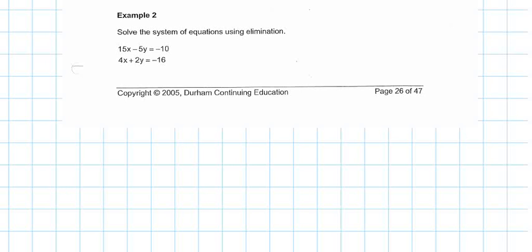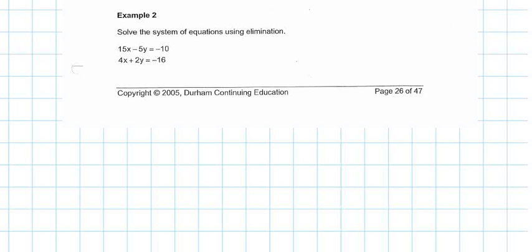Okay, so here's another example right here. It says solve the system of equations using elimination. I have 15x minus 5y equals negative 10, and I have 4x plus 2y equals negative 16. Okay? Number one, do you see that the two equations are lining up? The x is under the x, the y is under the y, and the number is under the number. Same as the equal sign.